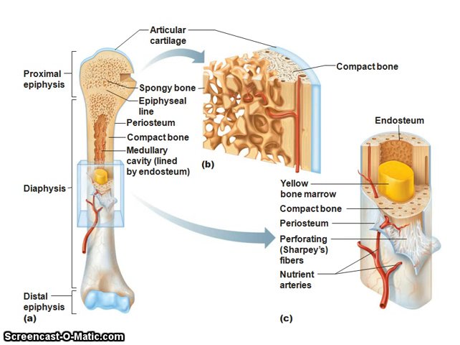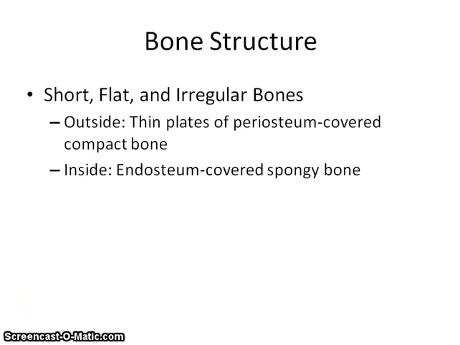If your whole bone was made up of that dense outer cortex, the bone would be so heavy that you would not be able to move around. So that's why we have to have some space and some airiness on the inside. All right, so if we look at the short, flat, and irregular bones, the outside is a very thin plate of that compact bone, and on the inside you'll find the sponginess.